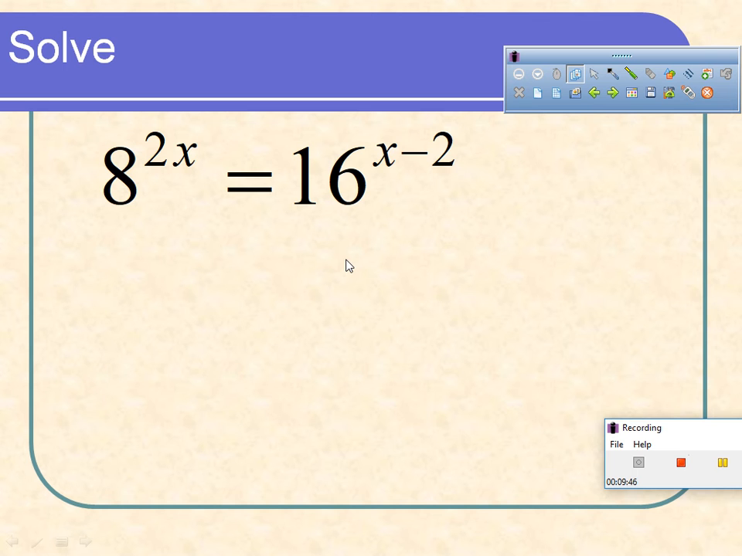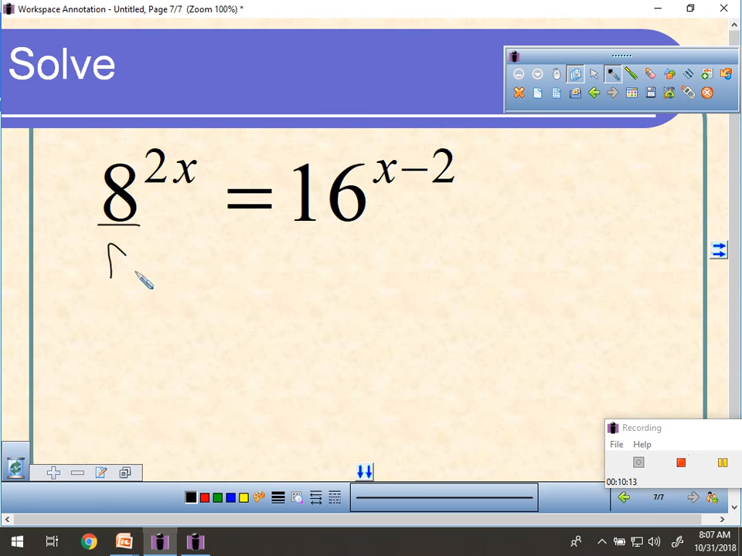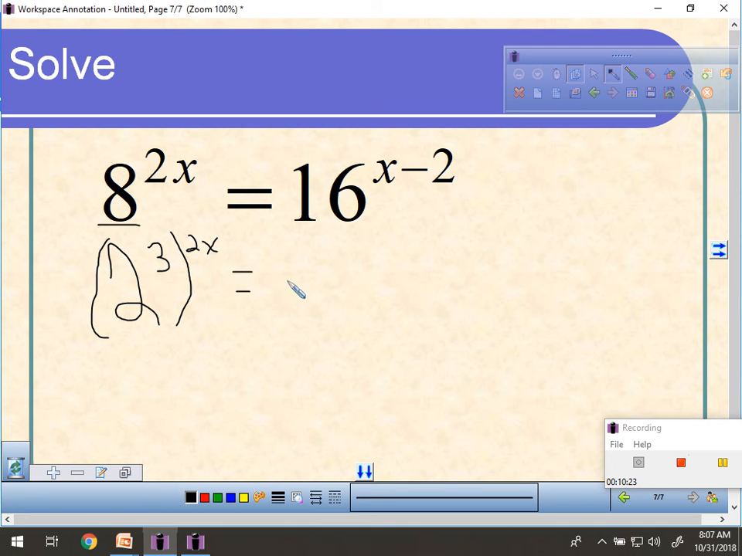So I look up at my chart, and I do notice that 8 is going to be 2 to the third power. So I'm going to rewrite 8 as 2 to the third power, and then put that in parentheses, and that's going to be 2x. And then 16 is on the same row, so that would be 2 to the fourth power. And then put that in parentheses, and then put x minus 2.